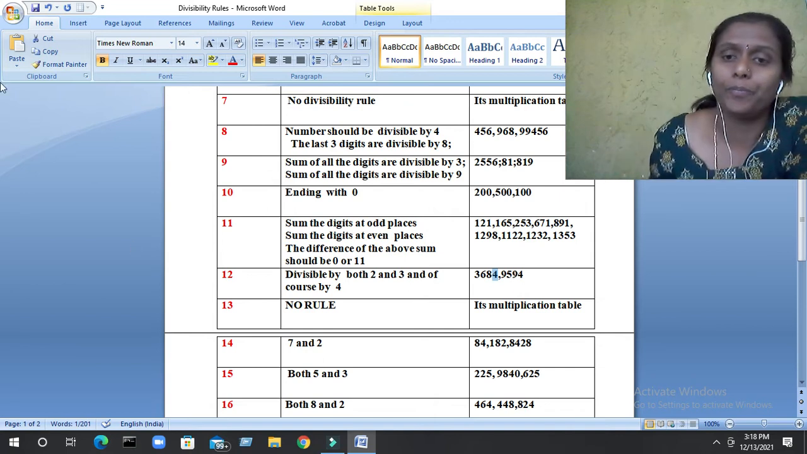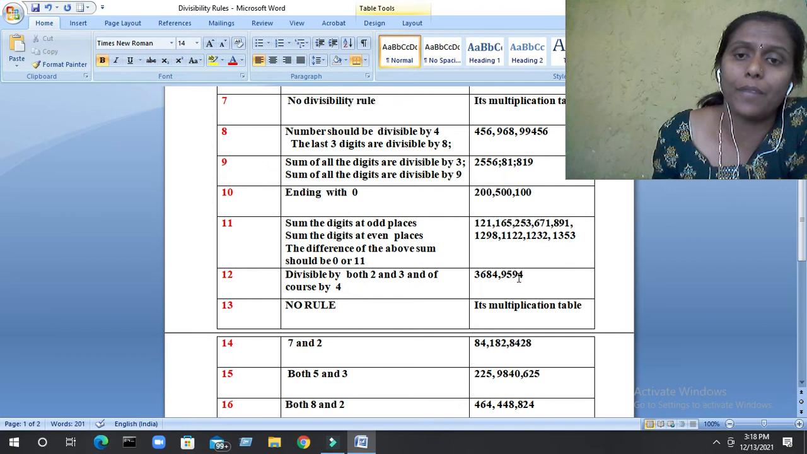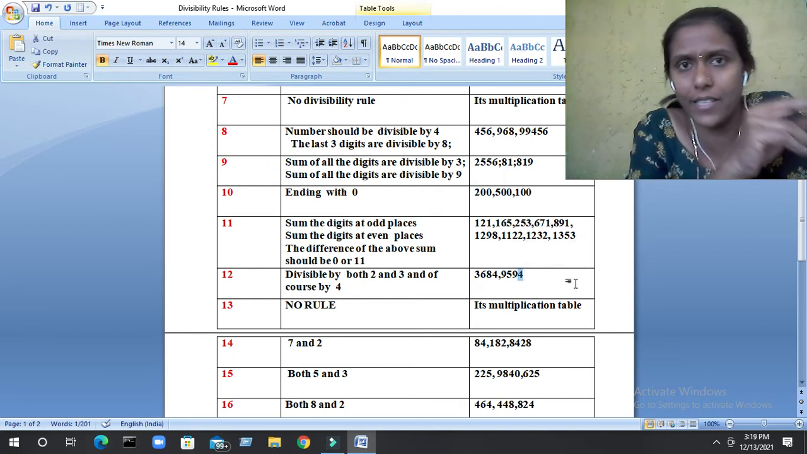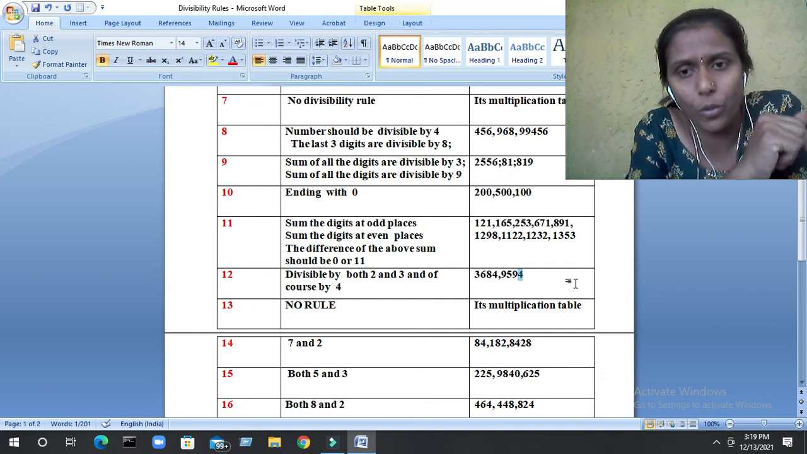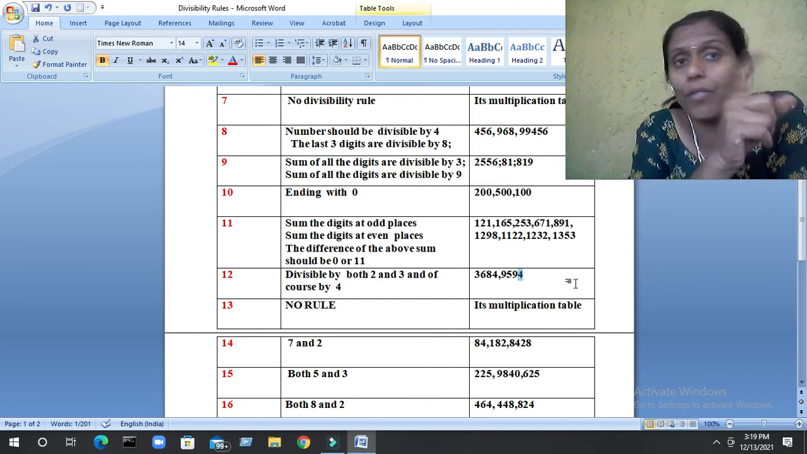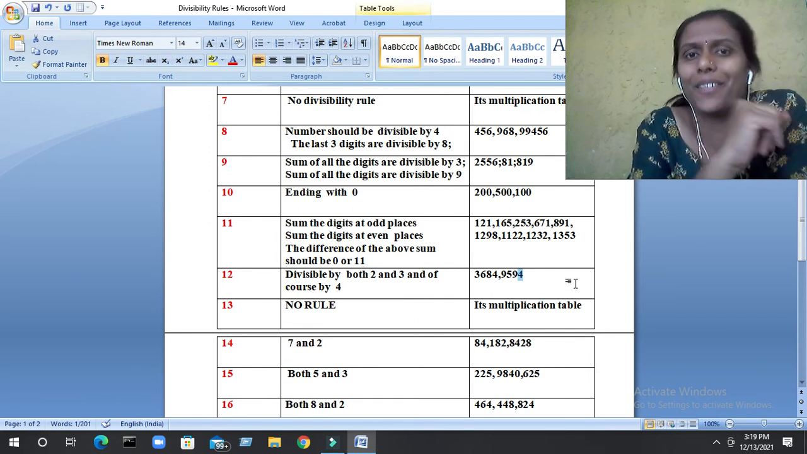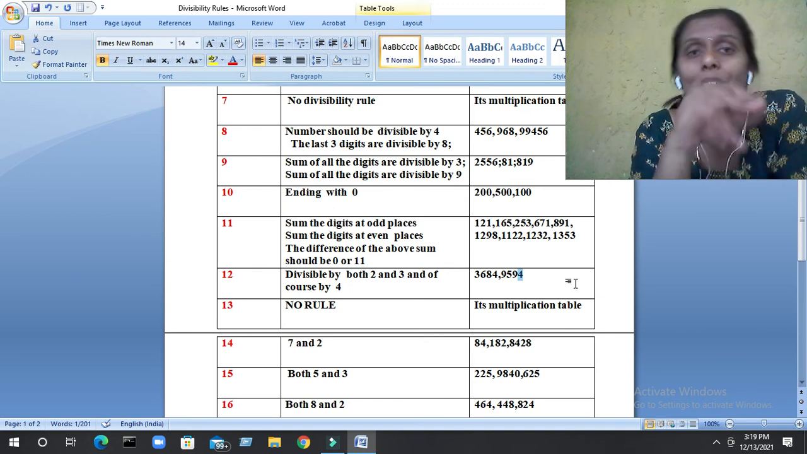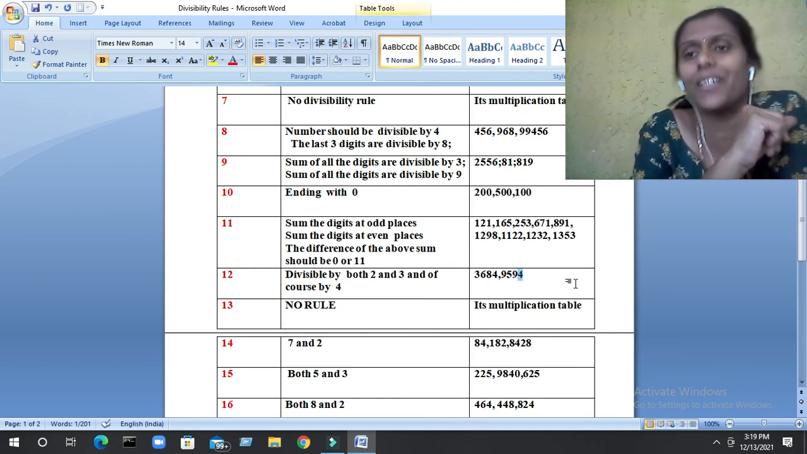If you observe the units place, you have 4, therefore we can say yes, it is divisible by 2. One rule is done. Let us see if it is getting divided by 6 or not. For that, divisibility rule of 3. 9 plus 4 is 13, 13 plus 9 is 22, 22 plus 4 is 26, which is not getting divided by 3. So therefore, this number can't be divided by 12.